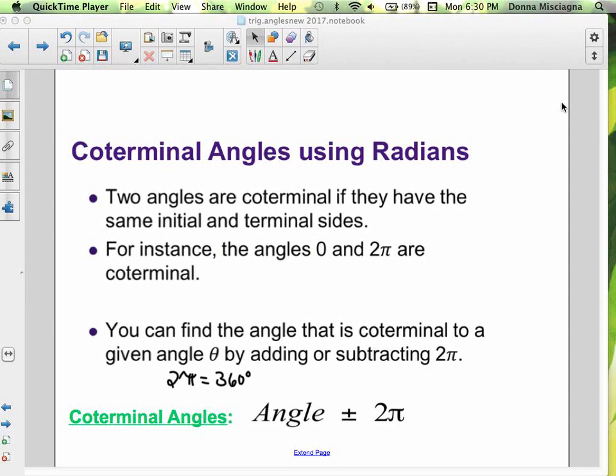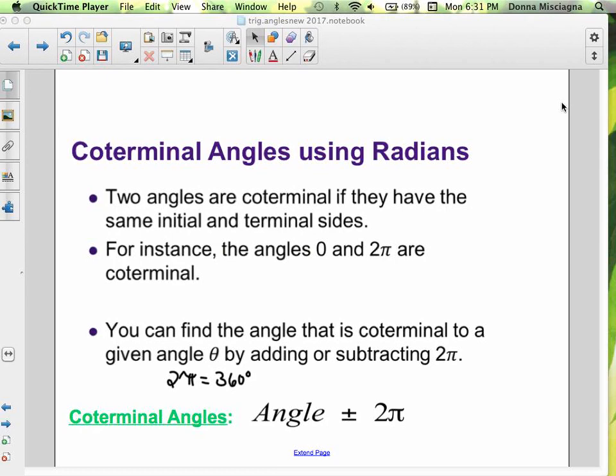I think very quickly you got the idea on the degrees. I want to use them for radians. All right, so coterminal angles using radians. Two angles are coterminal if they have the same initial and terminal sides, right? So 0 and 2 pi, for instance, are coterminal. Because 0 means I didn't go anywhere. 2 pi means I went all the way around the circle. I'm going to end up in the exact same location.